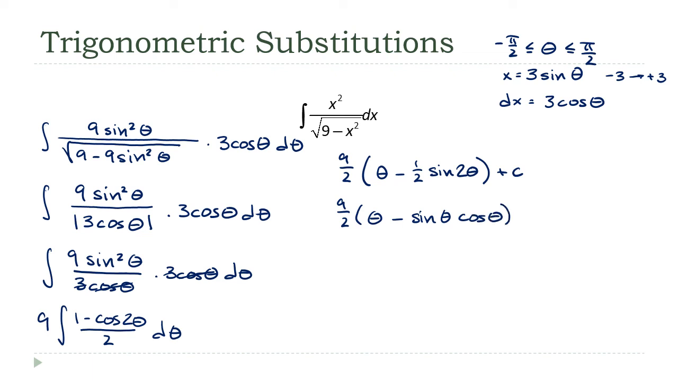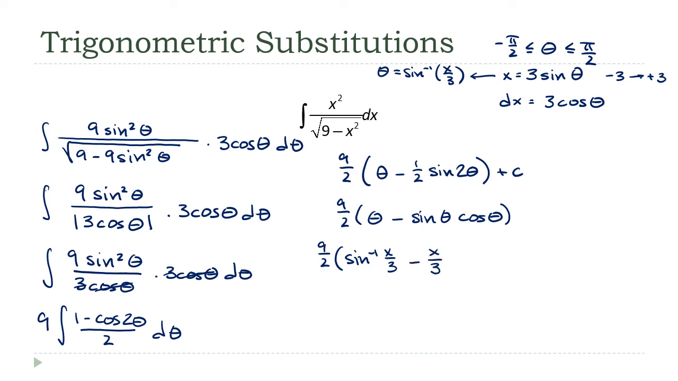Okay, now I have to go back. Right, I have to go back to x's. Well, based on our initial substitution up here, theta is the inverse sine of x over 3. So I'll put that in here for theta. This is 9/2 inverse sine of x over 3. Sine theta. Sine theta is x over 3, right? So this will be minus x over 3.